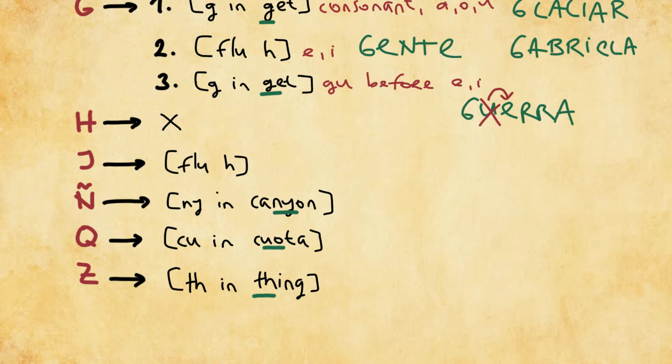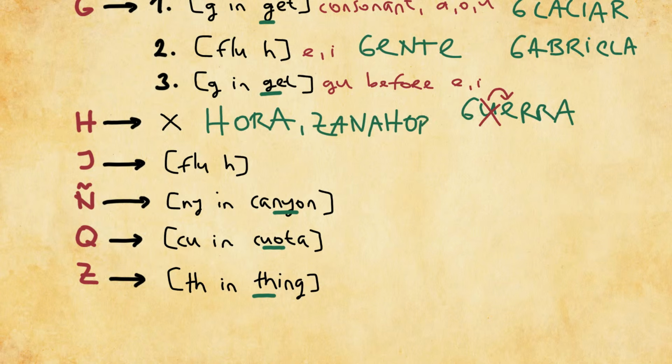You don't pronounce it. Let me show you a word, hora, for example, which I've already shown you in the previous video when we talked about vowels. What you do is you just don't read it. You just read what follows, hora, okay? Or also if it appears in the middle of a word, like for example in the word zanahoria, which means carrot in Spanish, again, you just don't read it. You pretend like it's not there and you go on with the rest of the word, zanahoria.